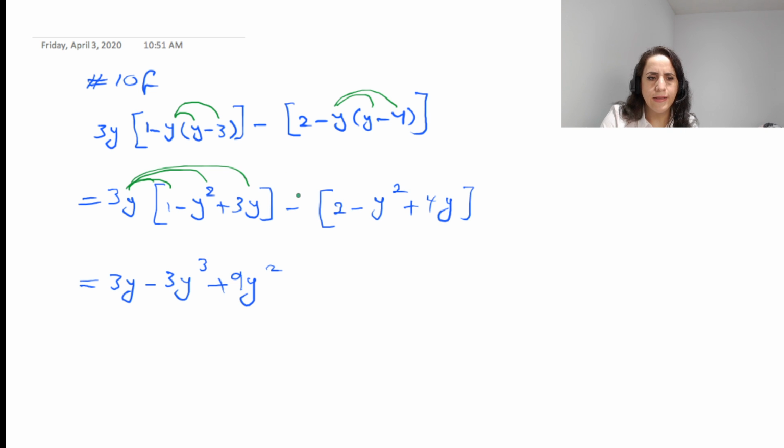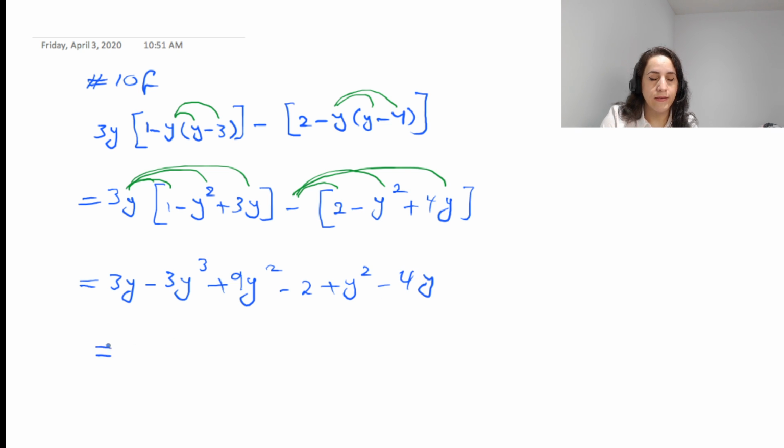And also I can expand this negative 2. I can change the sign for all of them. Then here, after 9y squared, I'm going to have negative 2 plus y squared minus 4y.